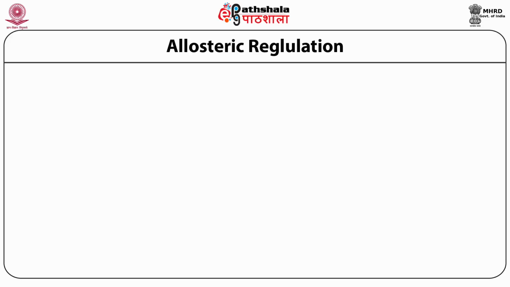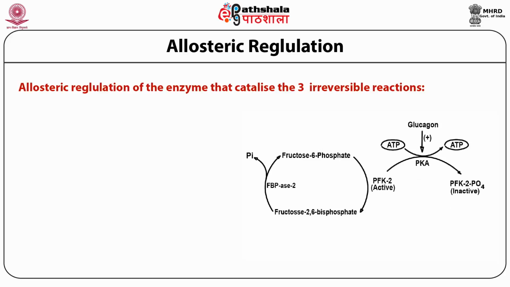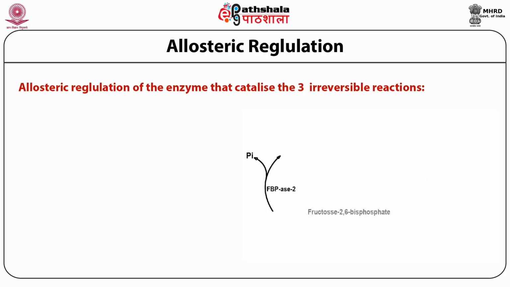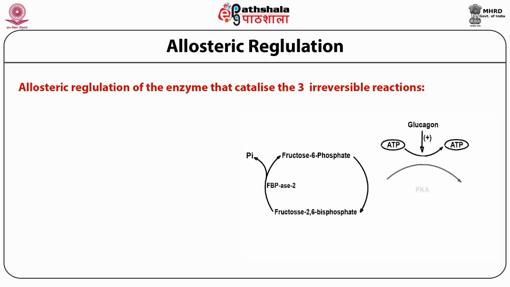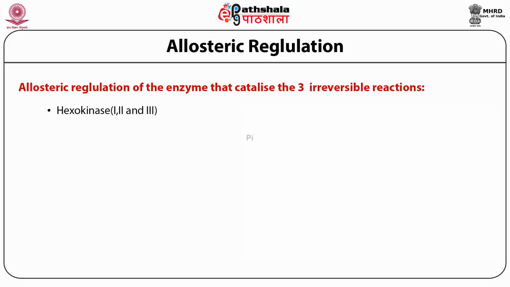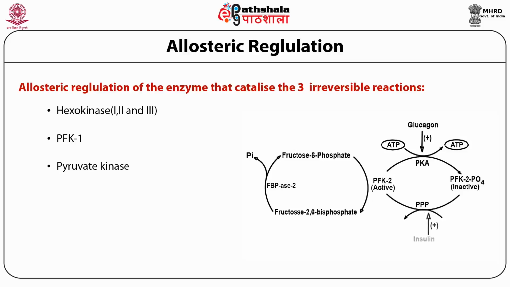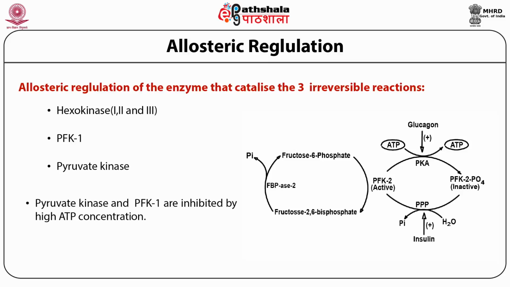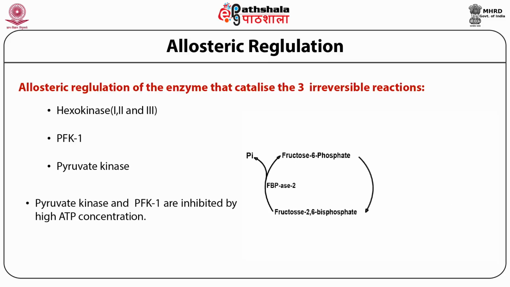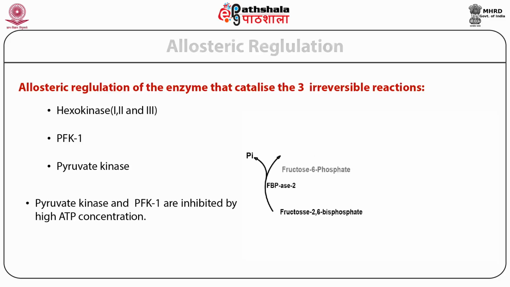Allosteric regulation. Allosteric regulation of the enzymes that catalyze the three irreversible reactions, that is hexokinase, phosphofructokinase 1, and pyruvate kinase. Pyruvate kinase and phosphofructokinase 1 are inhibited by high ATP concentration as shown in the figure.